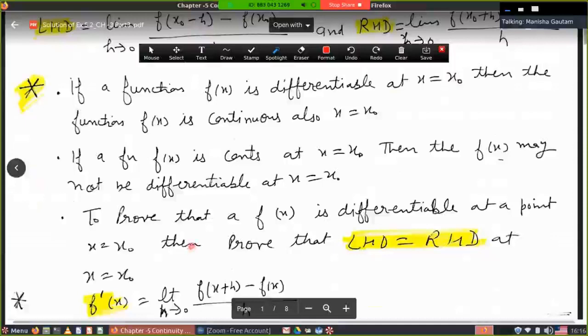What to do now? To prove that a function is differentiable at a point x = x naught, you have to prove the left-hand derivative is equal to the right-hand derivative at that point. Suppose that point is x = x naught.